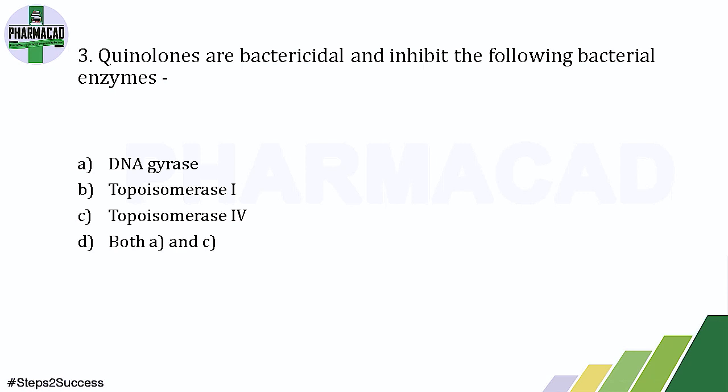Okay, remember, they will inhibit topoisomerase 4 and not topoisomerase 1. So what happens in gram negative bacteria? The fluoroquinolone will inhibit the enzyme DNA gyrase. So in gram negatives, DNA gyrase will be inhibited, and in gram positives, topoisomerase 4 will be inhibited.